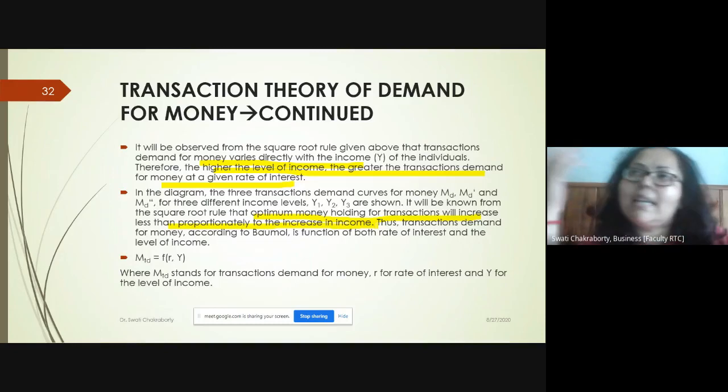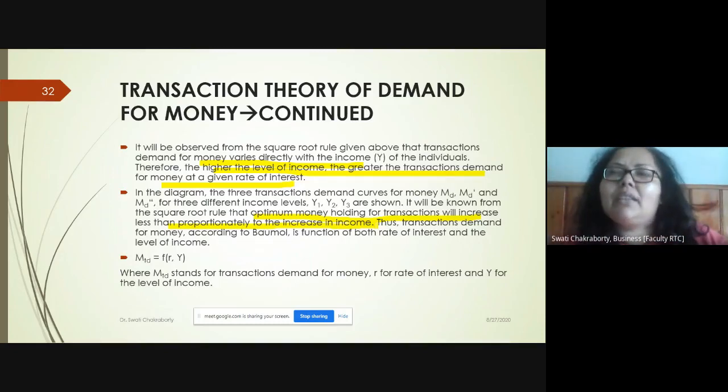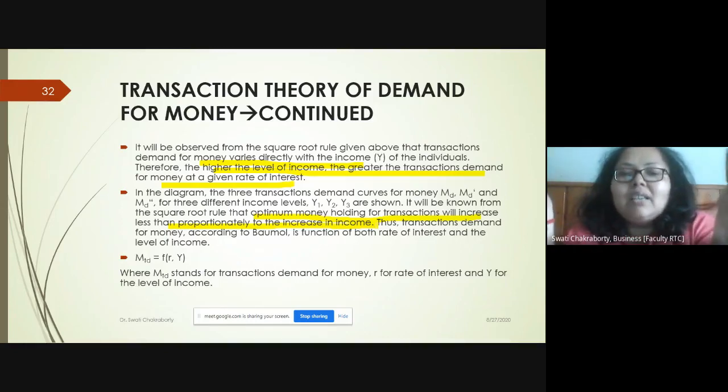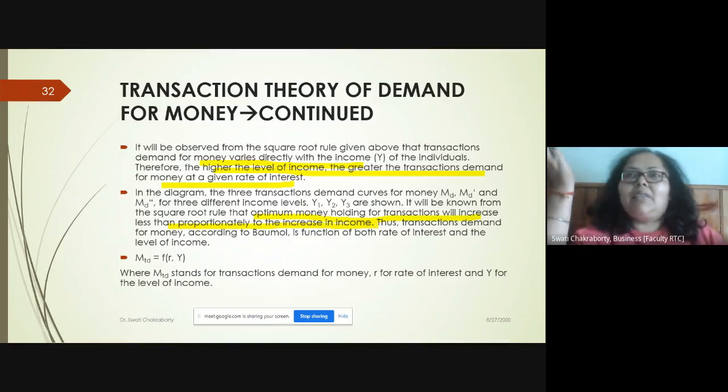Why? Because as income increases, at some point, what happens? We need money for meeting all our day-to-day transactions, and for keeping some money for emergencies, right? Beyond which, why do we need to hold that money? Even if the income increases, we would prefer to keep it in assets or deposits. So the transactional demand for money increases, but not in the same proportion as the increase in income, because we do not keep our entire money in liquid form. We don't do it. We keep some as deposits.